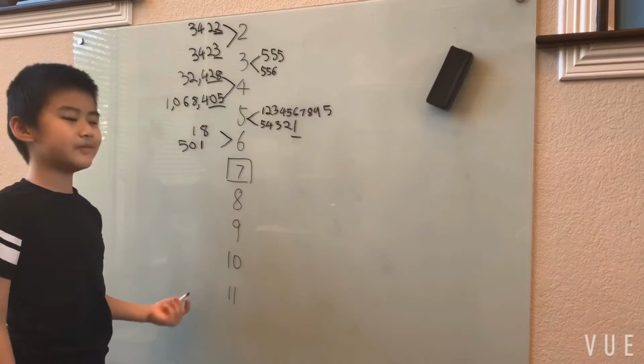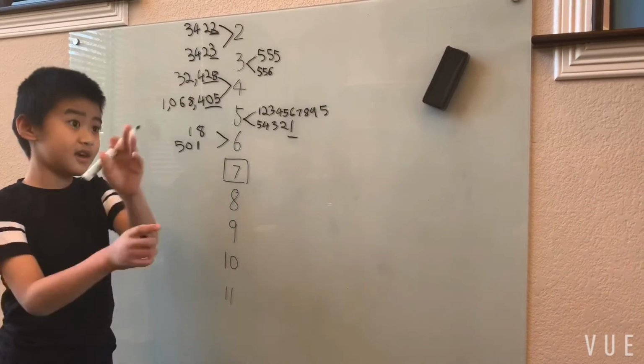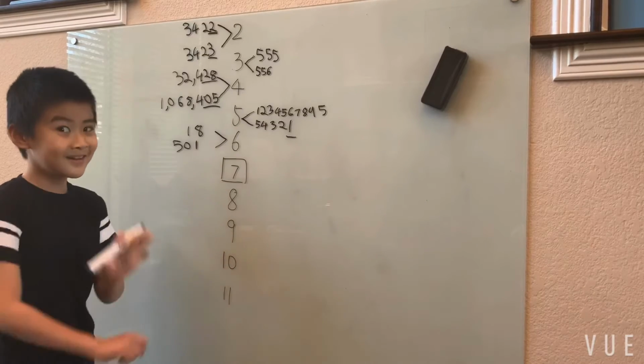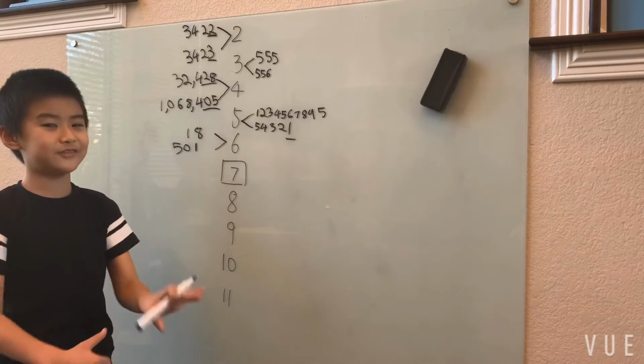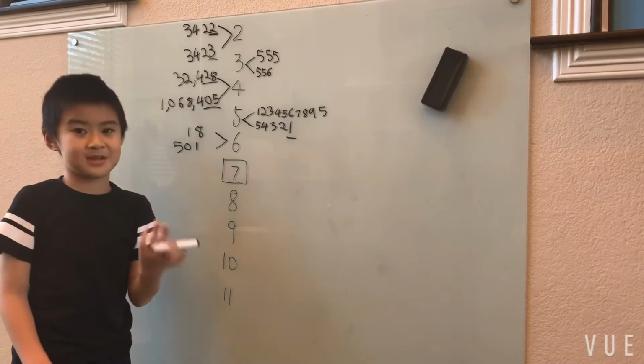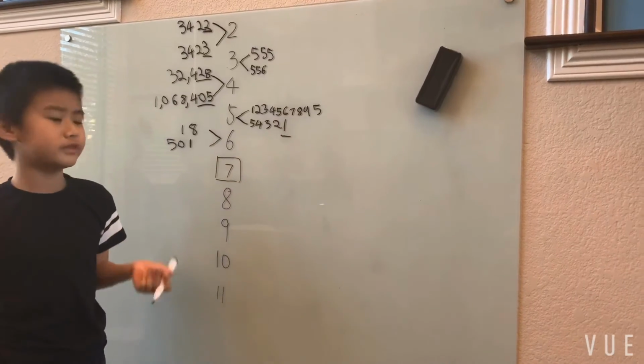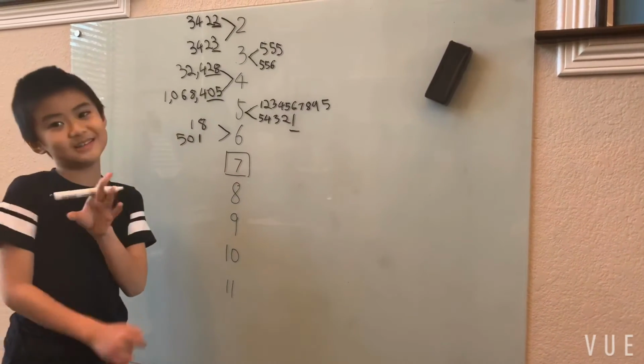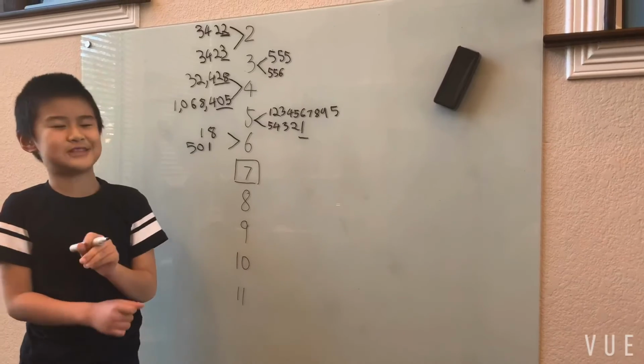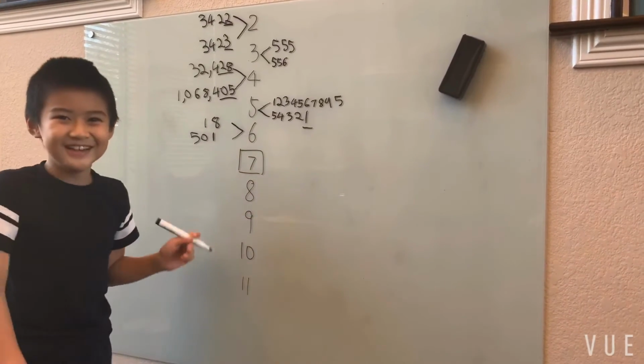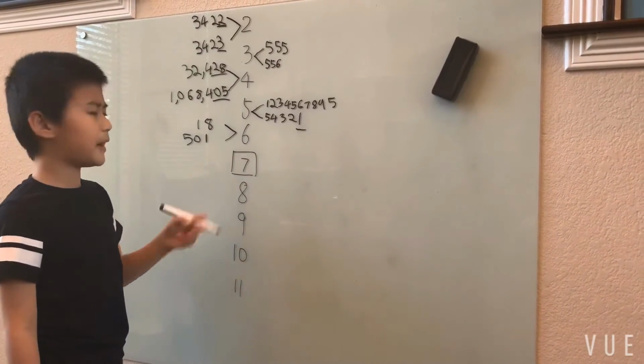And why is the 7 boxed in? Well, again, warning, you have to use a calculator or something like that. You have to use long division for 7. 7 isn't very special. It isn't very special.